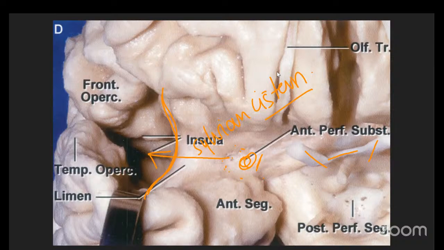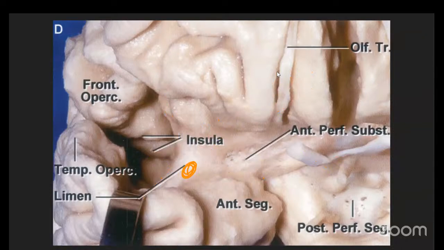The only sulcus we are concerned about is this. It is the sulcus that separates the insula from the frontal operculum and the temporal operculum. And interestingly, you can see the limen insula here, which is not as clearly visible, but it is here. And if we strip this gray matter away, we are going to find a band of white matter tract underneath, which is going to be the uncinate fasciculus.